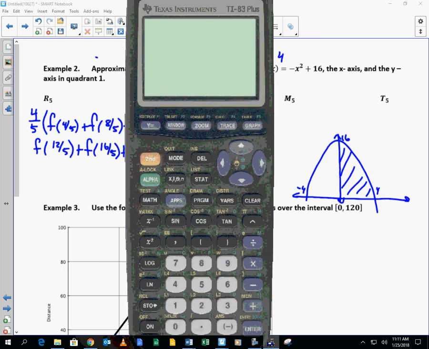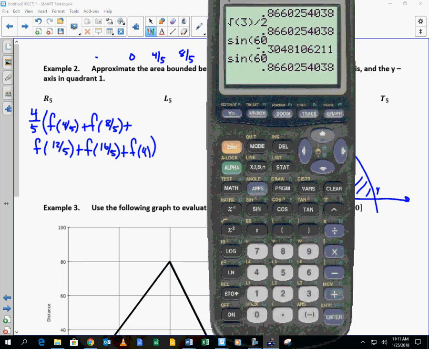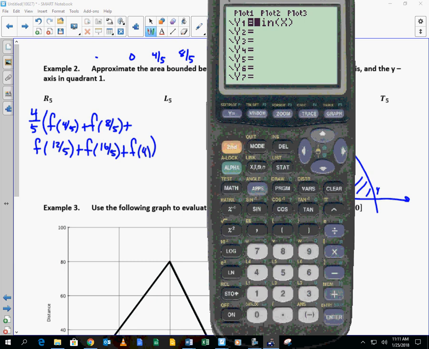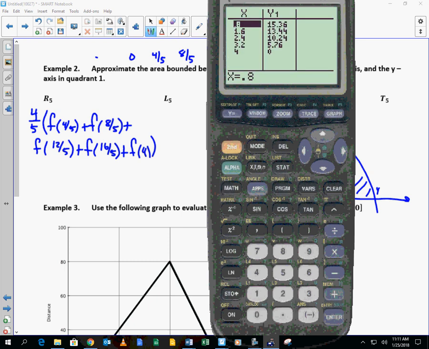Yeah. So I go into y equals, and I type in that negative x squared plus 16, and I already typed in the values, and that's what I get. So I have 15.36 plus 13.44 plus 10.24 plus 5.76. I'm going to multiply all that by 4/5.